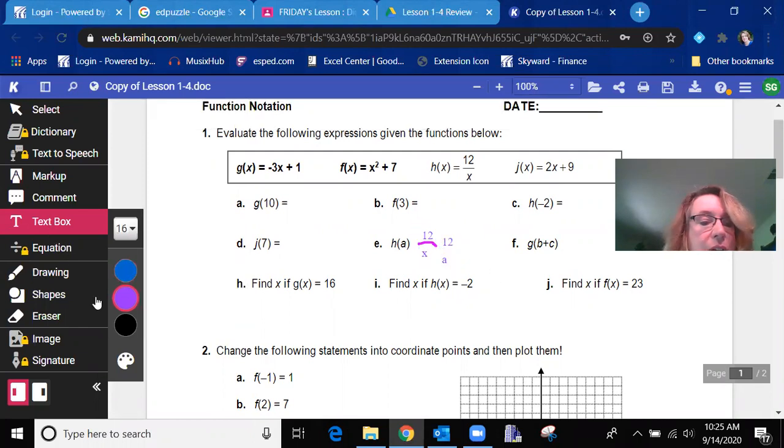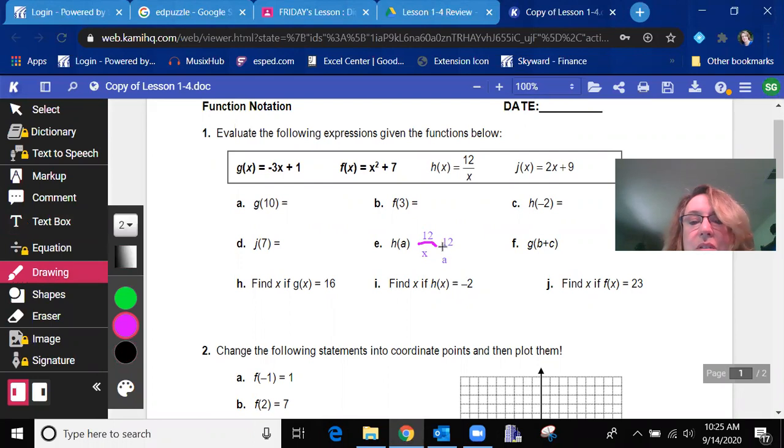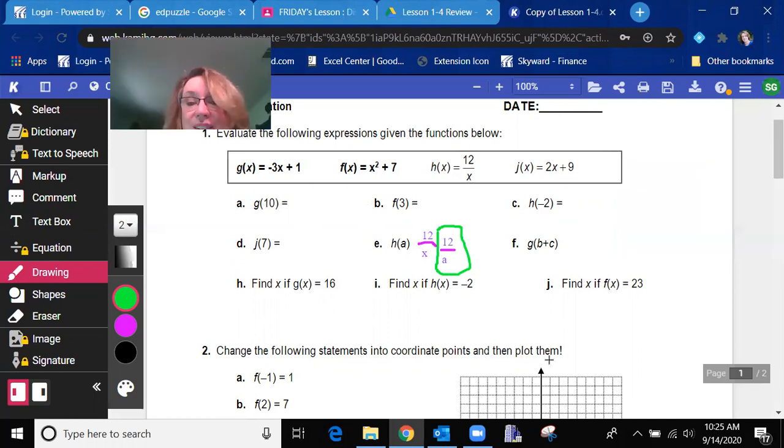Now I'm working on Cami, so I'm trying to type this in. And that's the answer. You can't do anything else with it. It's just 12 over a. So it's just a new expression. It's not like these first A, B, C, D, where you'll get a number answer. Yeah, you'll get something. I figured, but I was just trying to make sure because they look a little confusing. Yeah.